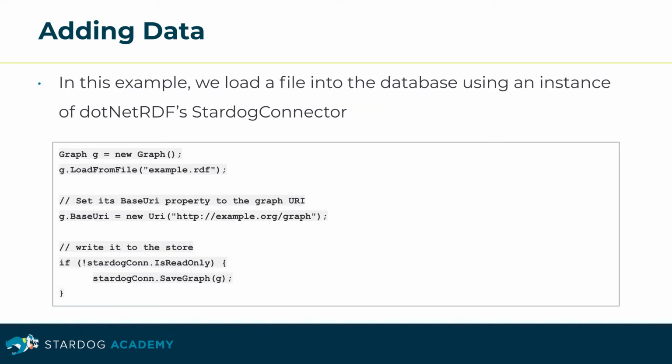In this example, we load a file into the database using an instance of dotNetRDF's Stardog connector. We create an instance of the Graph class, and we call its LoadFromFile method to load a file into it. We then set the base URI of the graph instance using the BaseUri property. Finally, we pass the instance of the Graph class to the SaveGraph method of the Stardog connector. This will write the graph back to the database.